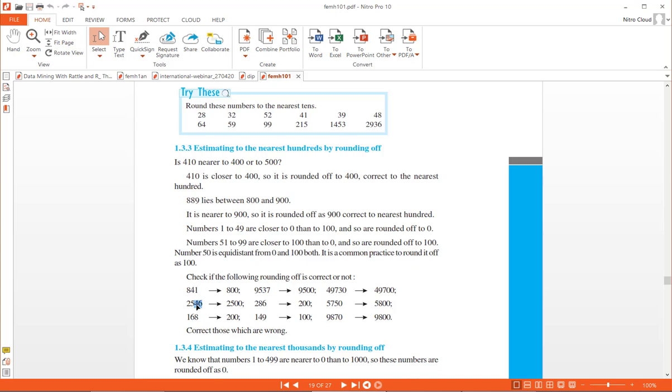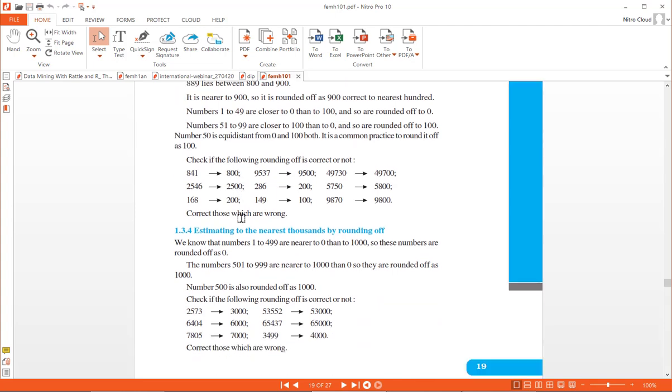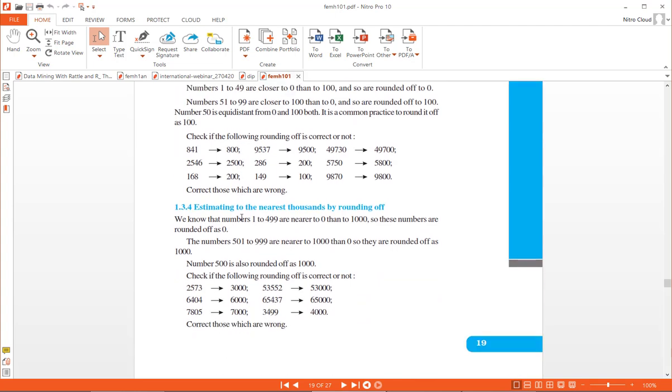4 is closer to 0. So I will just put it to 2500 here. So this is how you have to do the approximation in the nearest hundreds. Now while coming to the nearest thousands, you will look at the hundreds value. So looking at this in a similar fashion, the hundreds place is 5.